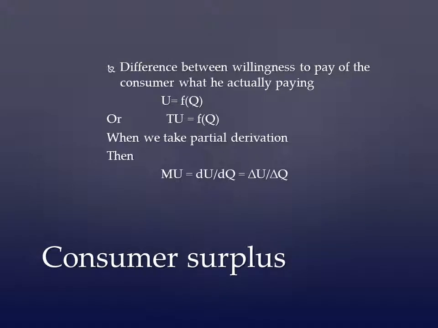What is consumer surplus? It is the difference between the willingness to pay of the consumer and what he actually pays. That is consumer surplus. Utility is a function of quantity. When we take the partial derivative, we get the marginal utility equation, that is du divided by dq, the change in utility to the change in quantity.